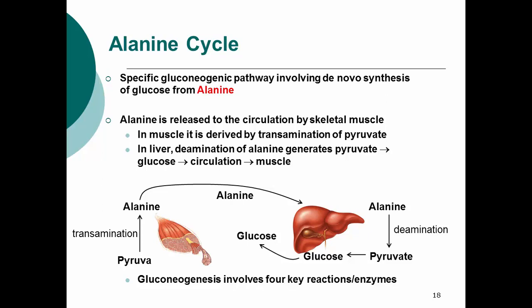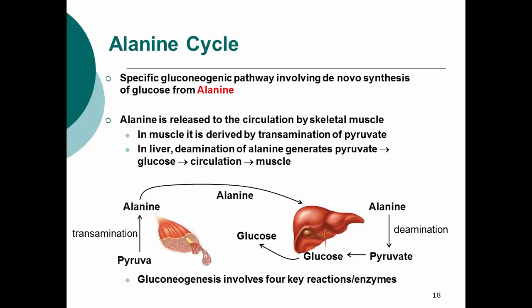So alanine is then transported to the liver. In the liver, alanine is deaminated back to pyruvate. The pyruvate is then used as a precursor for gluconeogenesis in the liver. The liver then releases the glucose to the circulation to raise the blood glucose level during fasting.